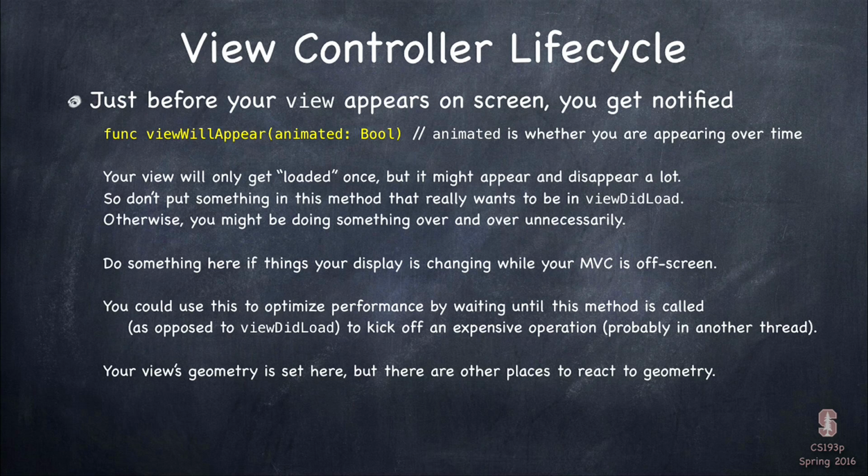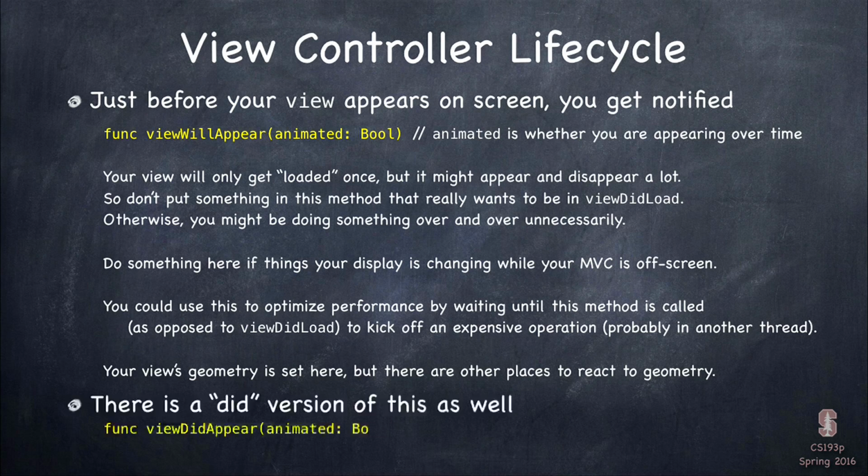Especially on iOS, the network can be really slow. It might be cell, right? Cell network can be super slow, so you can't do that. So view will appear is a good place to kick off that kind of stuff. Now, geometry is more likely to be correct here because you're just about to come on screen, but I still wouldn't put geometry calculations in here. There's a better place for that as well.